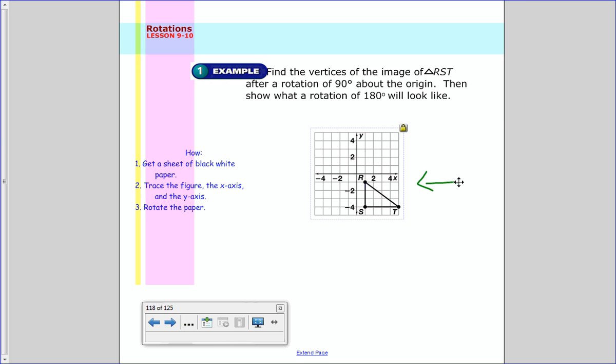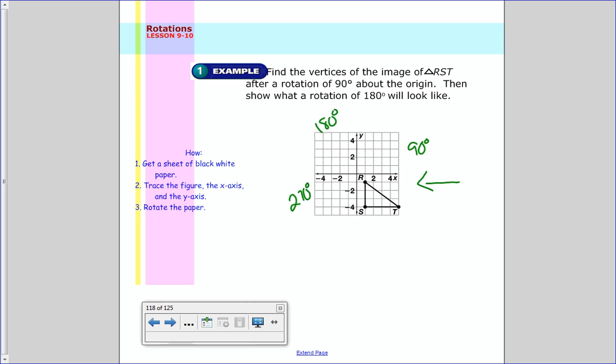It says rotate the paper, number 3. Well, if we rotate counterclockwise 90 degrees, 90 degrees is going to be in the next quadrant. 180 will be in the one after it, and 270 degrees will be in the third one. So if I were to rotate this, that means actually turn your paper counterclockwise 90 degrees.